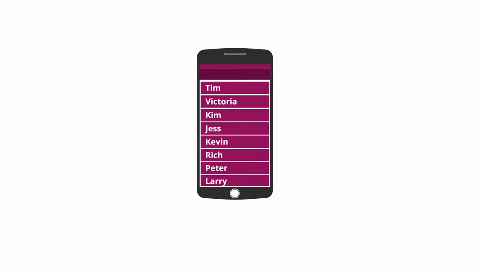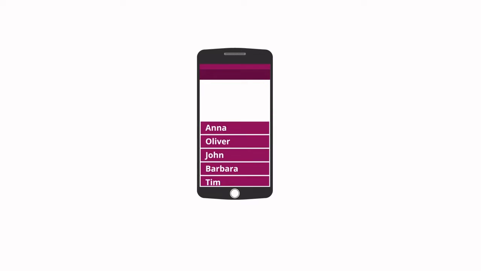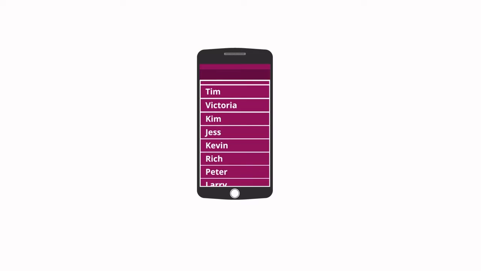Here's a list of some of my closest friends from my contacts list on my mobile phone. At the moment, these names are in no particular order, which isn't very helpful when I want to call someone. So how could an algorithm sort them into alphabetical order? Let's take a look at one way that an algorithm could sort out my contacts list.